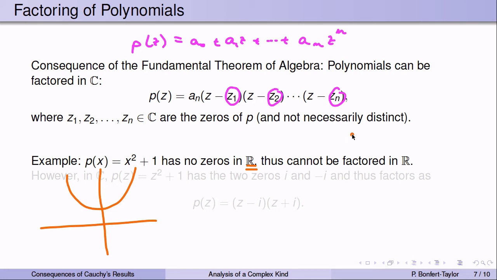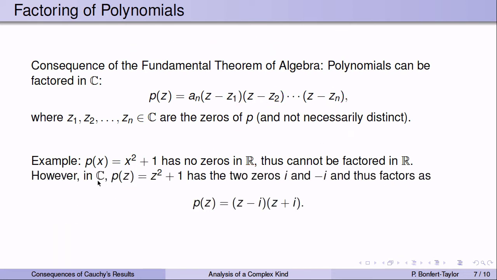But in C, if I allow complex numbers to be plugged in, I can factor z squared plus 1. It has the two zeros i and minus i, because when I plug in i for z, i squared is -1 plus 1 is equal to 0, and similarly minus i. And so in C, I can factor this as z minus i times z plus i. You can try this out. If you multiply through, you get z squared plus iz minus iz minus i squared. What is that? That is z squared. iz and minus iz cancel out. i squared is -1 with a minus sign here gives me a plus 1. That's the polynomial I started with.